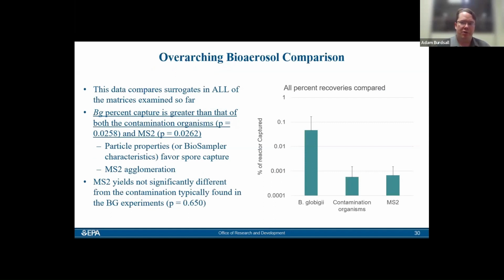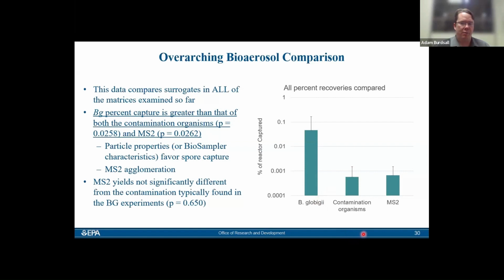So looking at the percent capture of all of these experiments with each organism, regardless of what matrix we're using, shows that BG capture is significantly higher, at least an order of magnitude higher than either of the other two organisms that we've been monitoring so far. What causes this discrepancy is not quite clear. It may be a property of the spores that favors aerosolization, but it could also be something about the biosampler's construction that favors BG capture over other organisms.